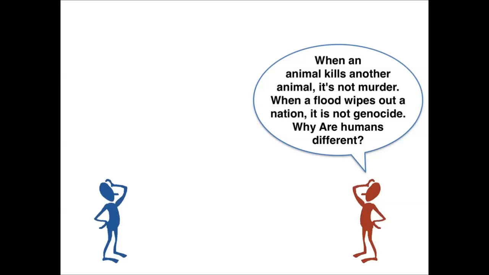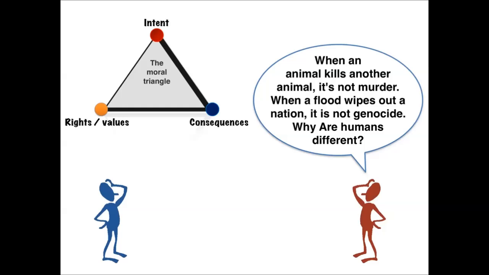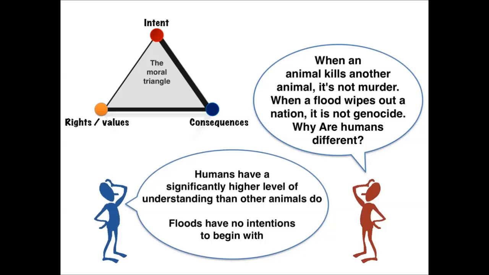Another meaningless objection is the following. When an animal kills another animal, it kills it, but it doesn't murder it. When a giant flood destroys a nation, it's called a natural disaster, not genocide. So what is the difference with humans? Well, very simple. Let's take a look at the moral triangle again. The obvious difference is the intent corner. A flood has no intention whatsoever, it's not an agent. And an animal doesn't have the same cognitive abilities as human beings have.